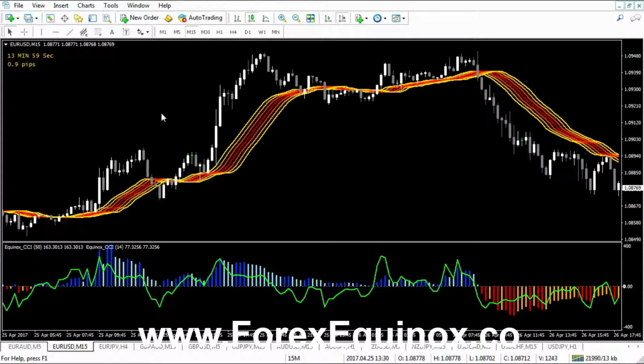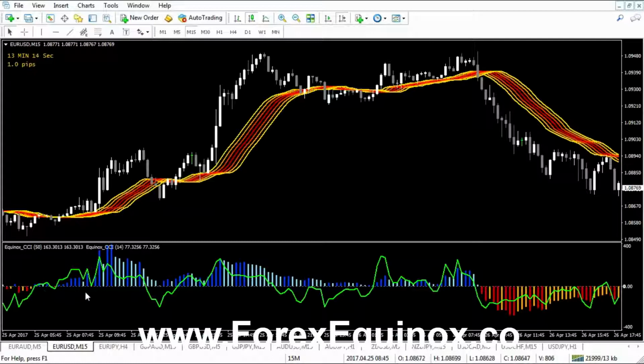All right, so the way this works is once we've got the directional bias, once this histogram is showing us blue, we're looking at only long trades at this point. So we're looking at the blue histogram. What I want to look to next is the signal line. And that's this green line that runs through the histogram.